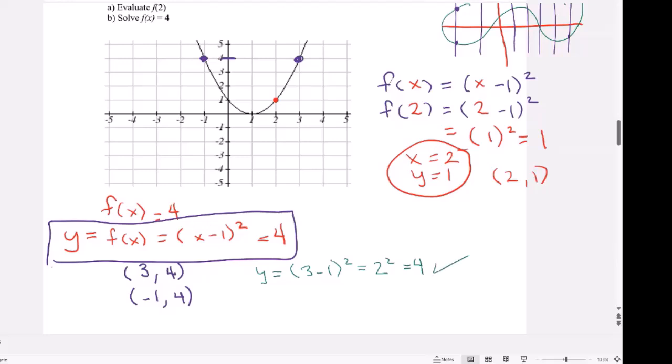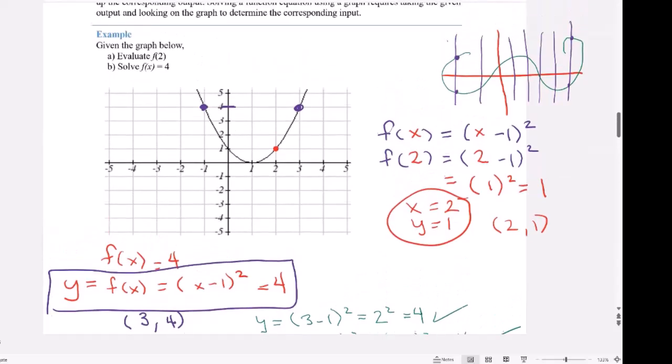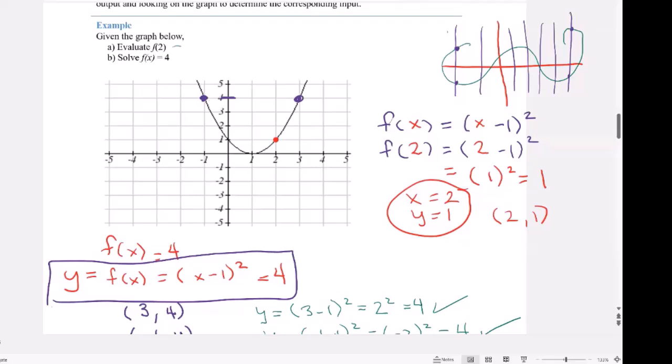Perfect. And here I have y equals -1 minus 1 squared, which is equal to -2 squared, which is equal to 4. Look at that. Perfect. So you have to just see the difference. It's very important to see the difference between what they're asking for. Here, for A, I know x and I need y. For B, I know y and I'm looking for x. Okay?